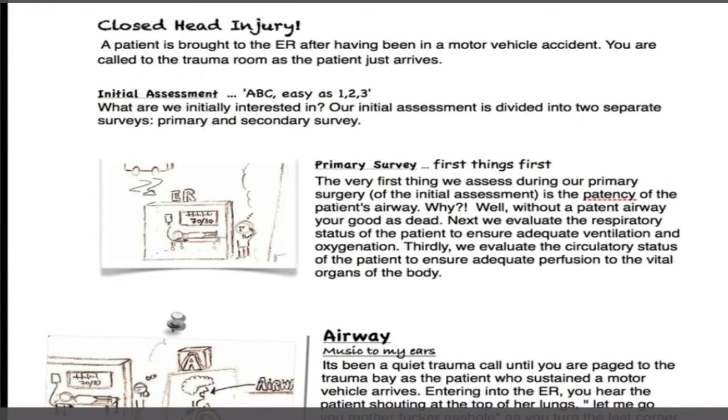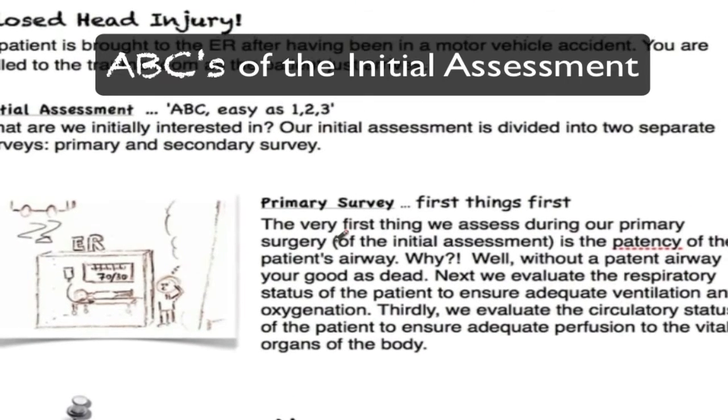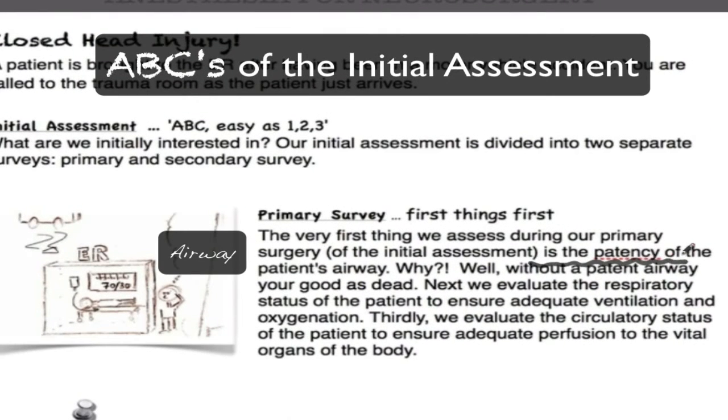Our initial assessment is divided into two separate surveys, the primary and secondary survey. The first thing we assess during the primary survey is the patency of the patient's airway. Next, we evaluate the respiratory status of the patient to ensure adequate ventilation and oxygenation. Thirdly, we evaluate the circulatory status of the patient to ensure adequate perfusion to the vital organs of the body.